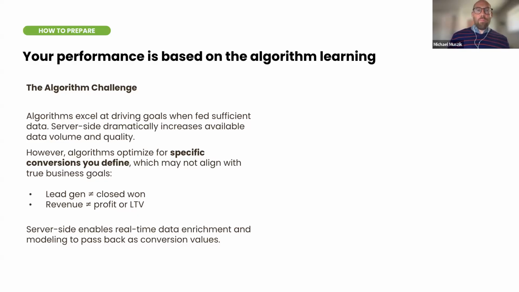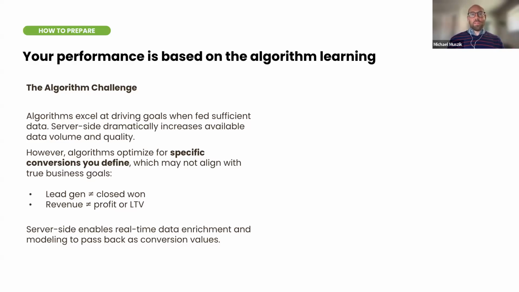The problem is a lot of practitioners are essentially optimizing for proxy metrics. And so the algorithms are optimizing perfectly, just perhaps not always for the right outcome. They're not flawed, but they are incredibly literal. Some examples you can think about: lead generation doesn't necessarily equal closed won revenue, and revenue doesn't always equal profit or lifetime value. So if we feed the algorithm incomplete or even shallow conversion signals, it'll optimize toward those outcomes.